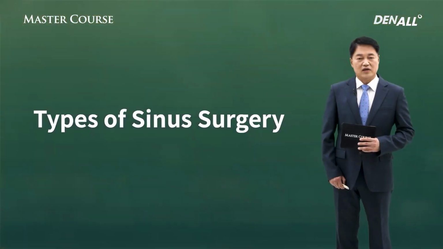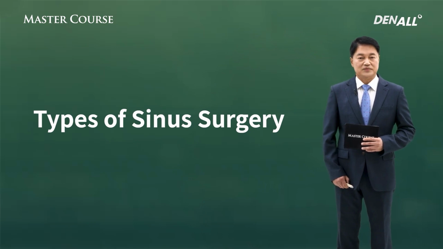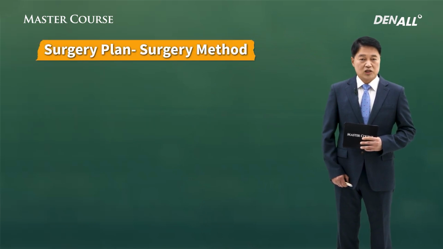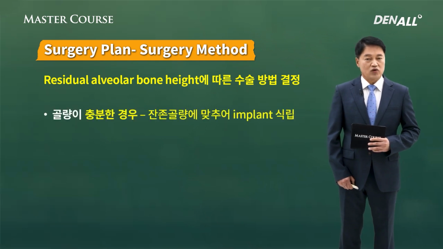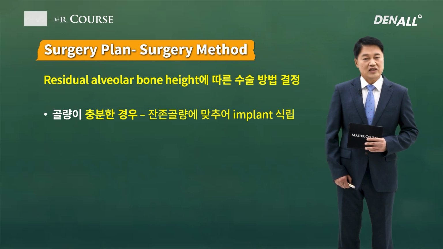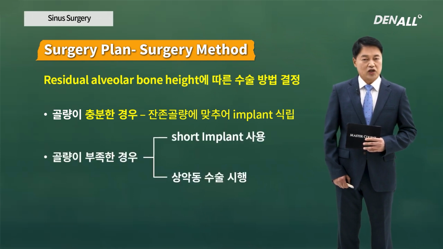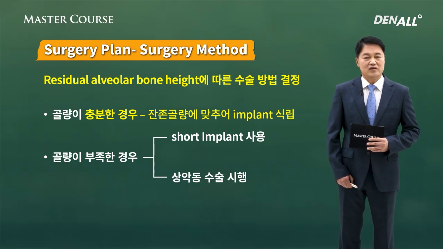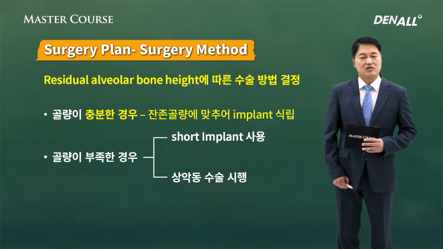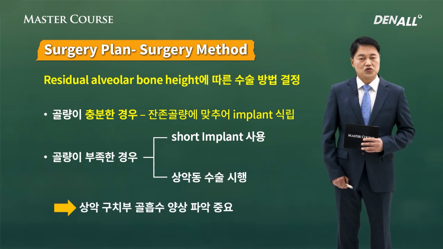Let's look at types of sinus surgery. In the upper posterior area, the surgery method is determined depending on the amount of bone left. If there's sufficient bone, you can place the implant accordingly. If there's lack of bone, you have 2 choices. First, you can place a short implant, or if that's not possible, you can do sinus surgery, do bone graft, and place the implant. In the upper posterior, we need to understand the level of bone resorption. That's most important.